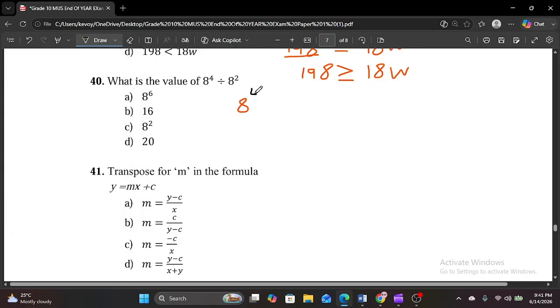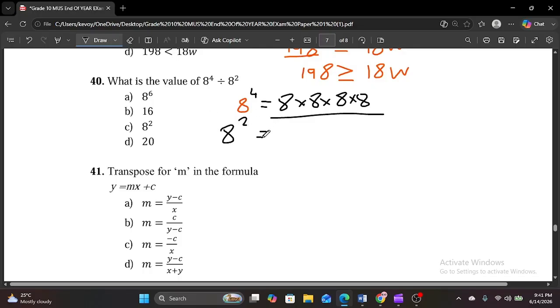That's going to be equal to 8 times 8 times 8 times 8, and you then divide that by 8 raised to the power of 2.